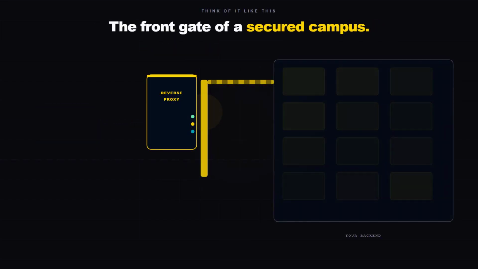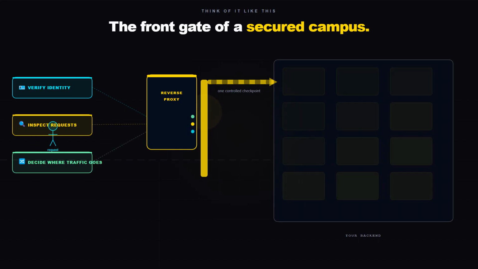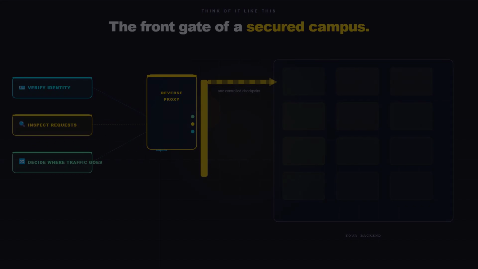Think of it like the front gate of a secured campus. Every request enters through one controlled checkpoint. That checkpoint can verify identity, inspect requests, and decide where traffic goes next. Technically, this layer does a lot.